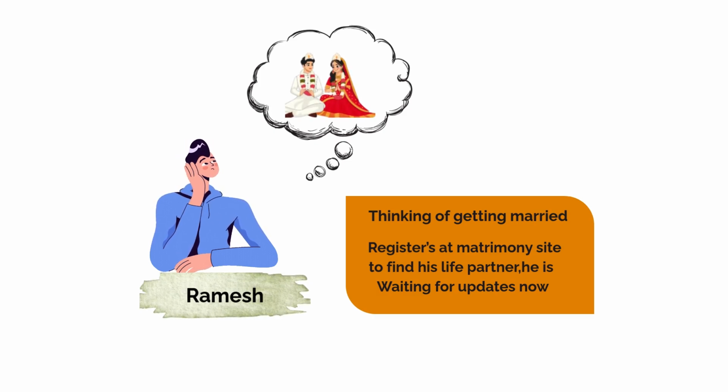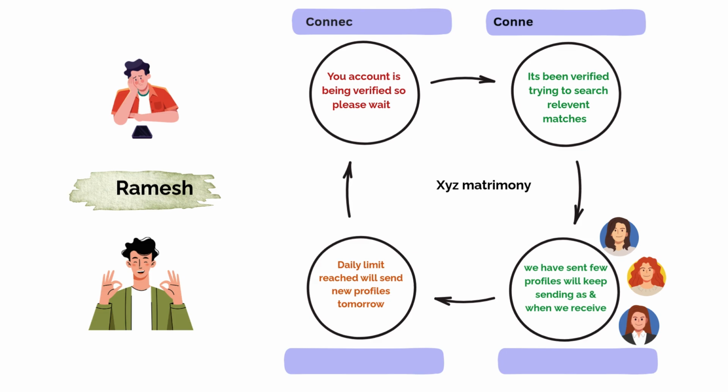Meet Ramesh. He wants to get married, but he is not finding a perfect match. So he decides to register his profile on a matrimony site. He is waiting to get some profiles, but before that, certain state checks have to happen. So these states are a part of the snapshot.